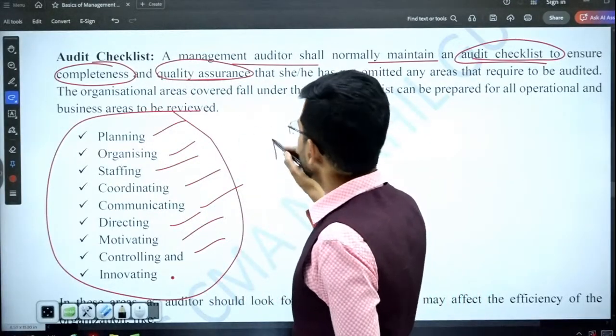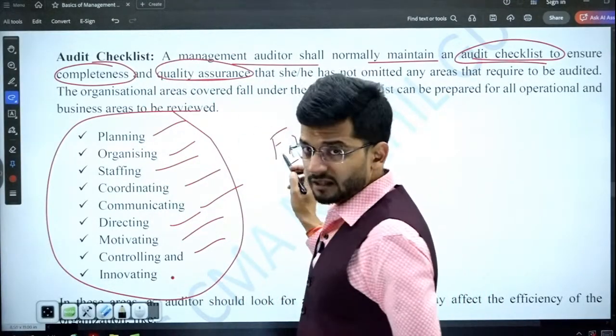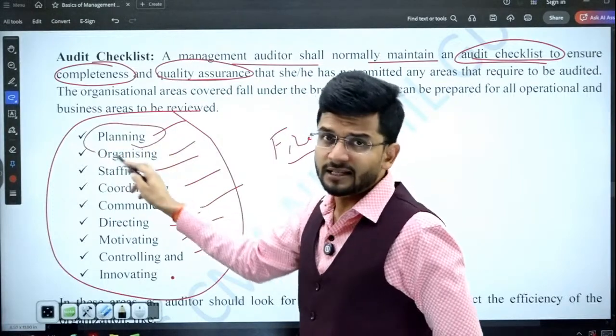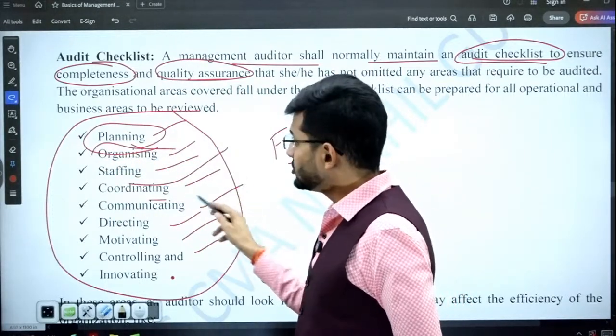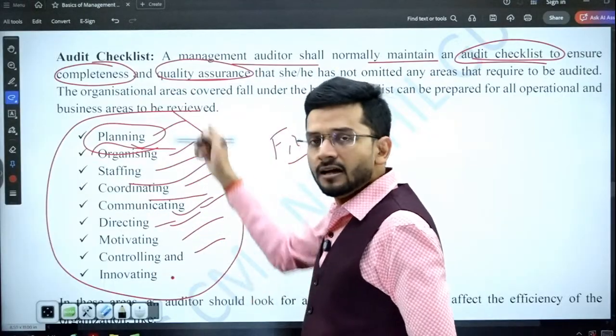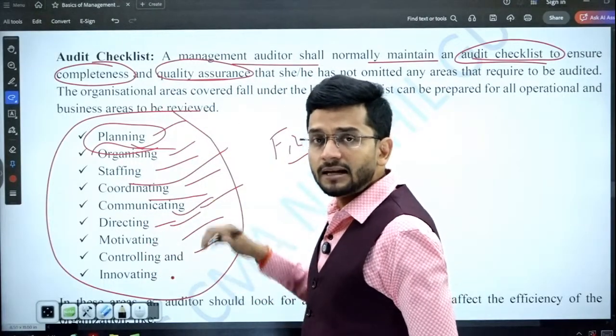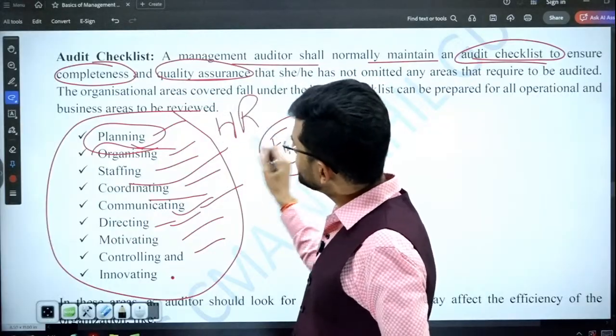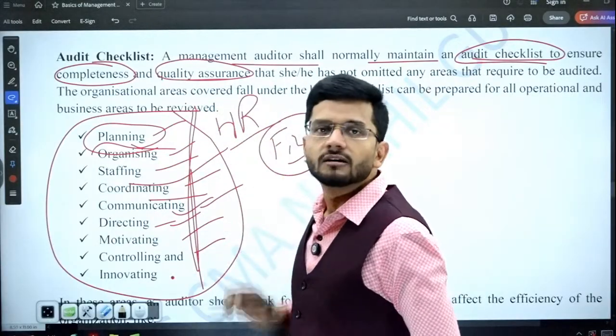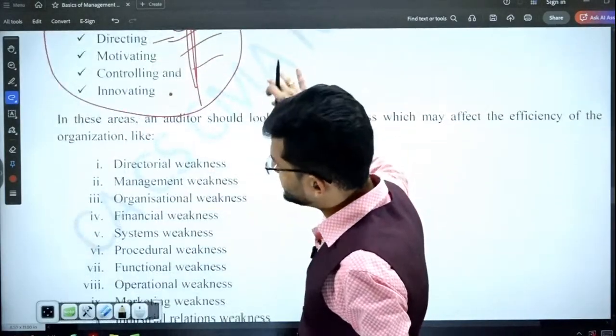So for example, in finance, how do they plan things in advance? How do they organize things? How do they manage staffing? How do they manage coordinating, communicating, directing? So all these things are required to be analyzed with respect to finance. If you are doing a management audit of HR, then all these things need to be planned for HR. So we need to check all these things.